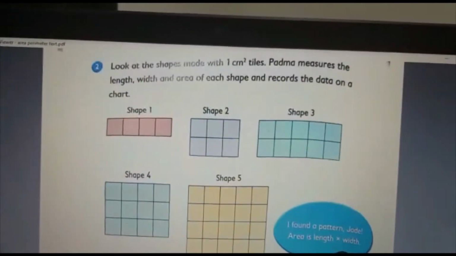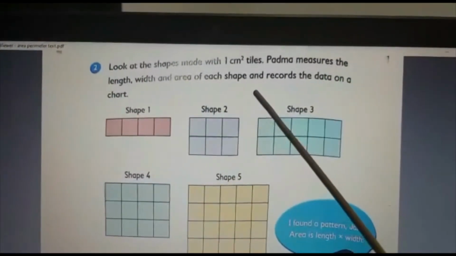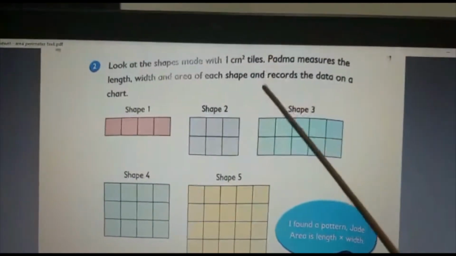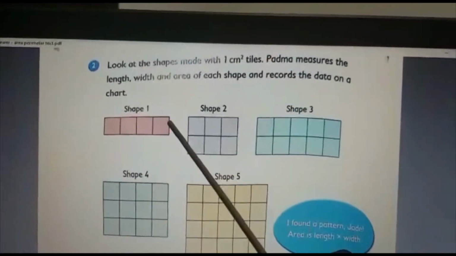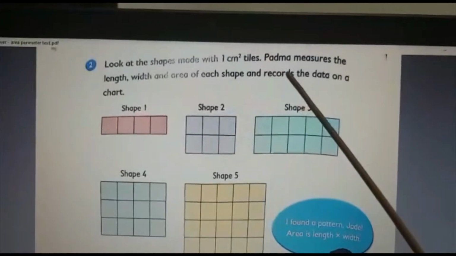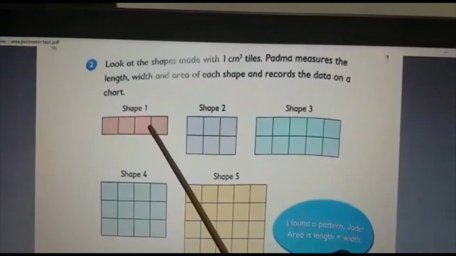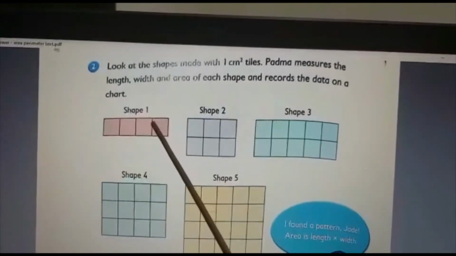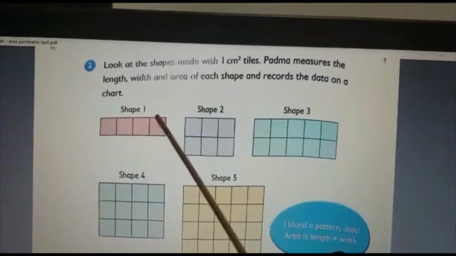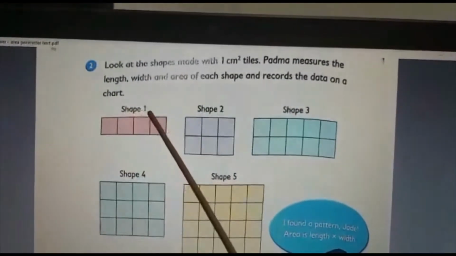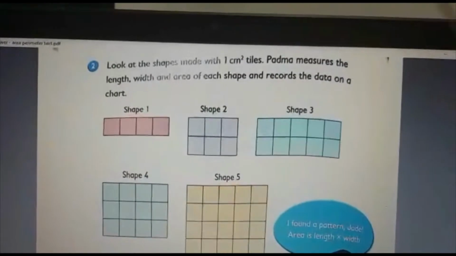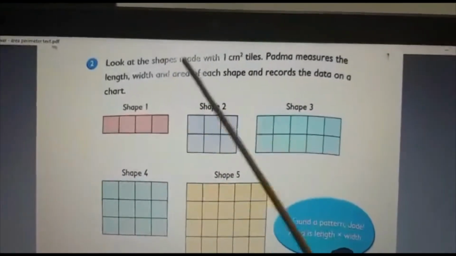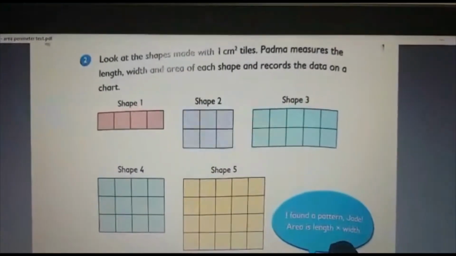On the next page you can see some squares colored here: pink color, grey color, blue color, like that. Okay, what's the question? Look at the shapes made by 1 centimeter square tiles. Padma measures the length, width and area of each shape and recorded the data on the chart. So this is shape 1. By looking at the shape itself, you can say what is the area of this shape? 1, 2, 3, 4. Is it 4 square centimeter or 4 centimeter square?